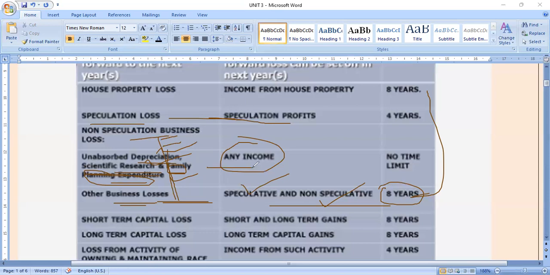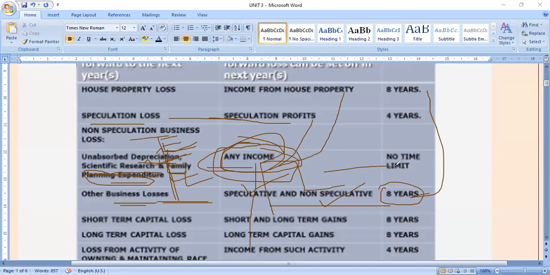That loss can be written off against any income. It may be income from house property, it may be speculation profit, it may be normal business profit, it may be capital gains, it may be any income from other sources also. So unabsorbed depreciation, scientific research, family planning expenditure, these losses can be written off against any incomes, and there is no time limit. Please remember, for unlimited time, for an unlimited number of years, you can try to write off those losses.